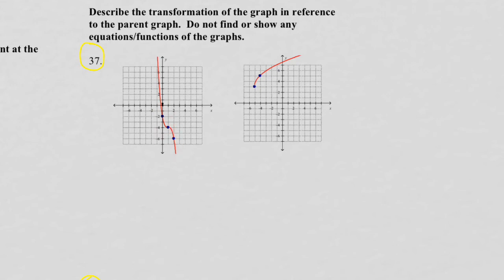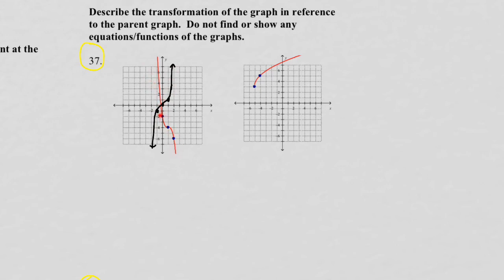The parent function, I know for this one, this is something that you should know, you have it on your notes, looks like this. It's -1, -1, 0, 0, 1, 1. Those are my 3 points that are in the middle. It's also -2, -8, and 2, 8, but those are way up there. So all I care about is those 3. And it's increasing from left to right. So just comparing this, the parent, to the other one, I can now tell what happened.